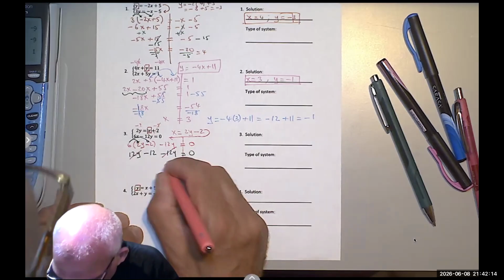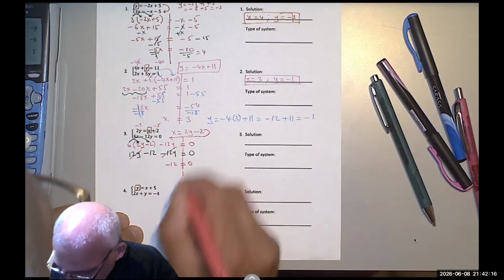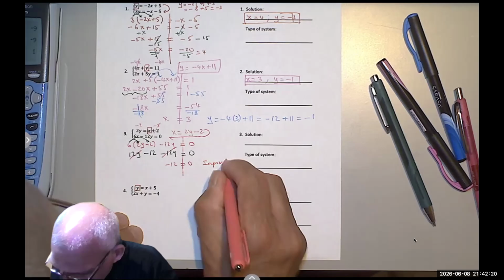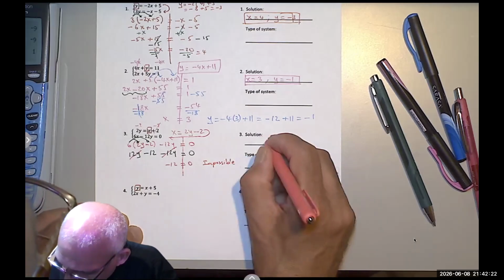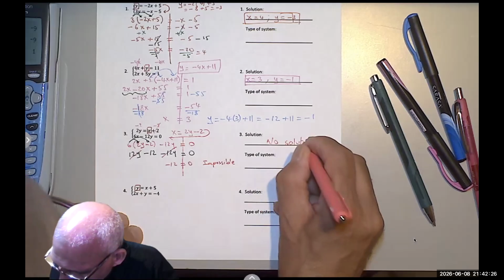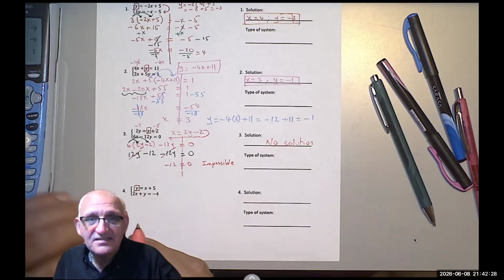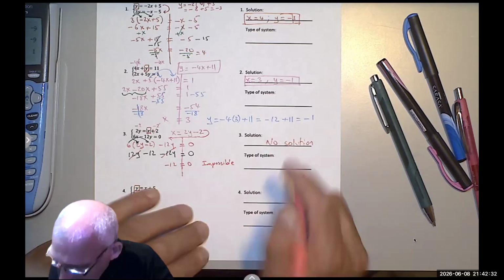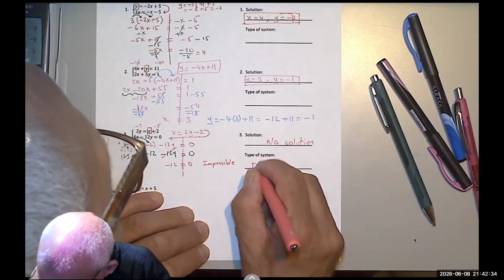So I get negative 12 equals 0. Impossible. So no solution. We call that system, I don't know if that's what they want, but we call this system inconsistent.